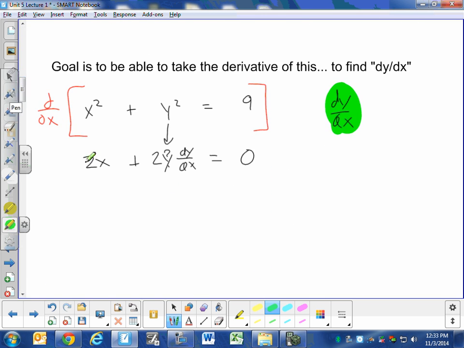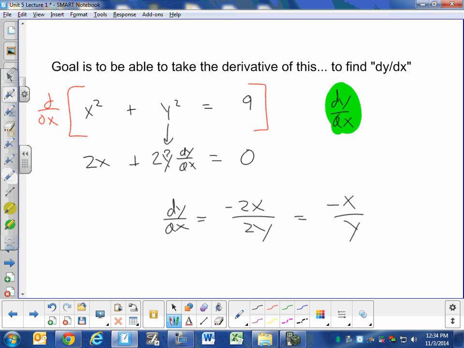What I would do here is just do a couple extra steps to find out that dy over dx was equal to negative 2x over 2y, which is just negative x over y. How do I do that? Subtract 2x from both sides, divide by 2y. I solved algebraically to find dy dx.